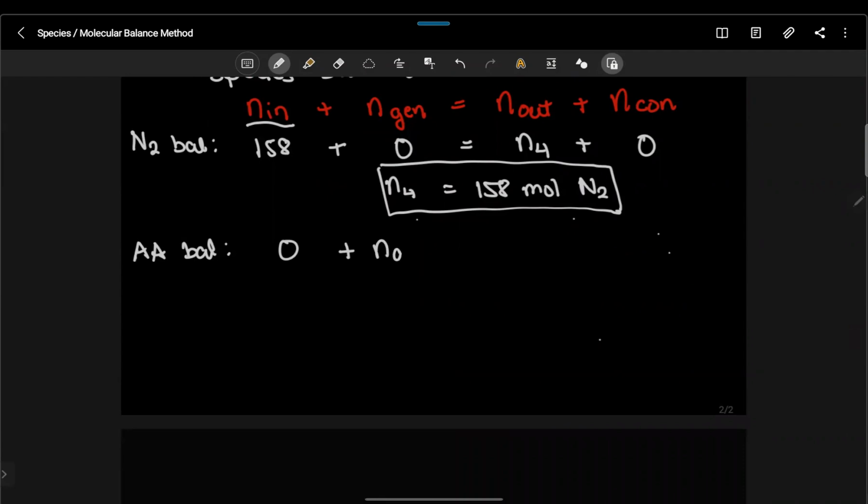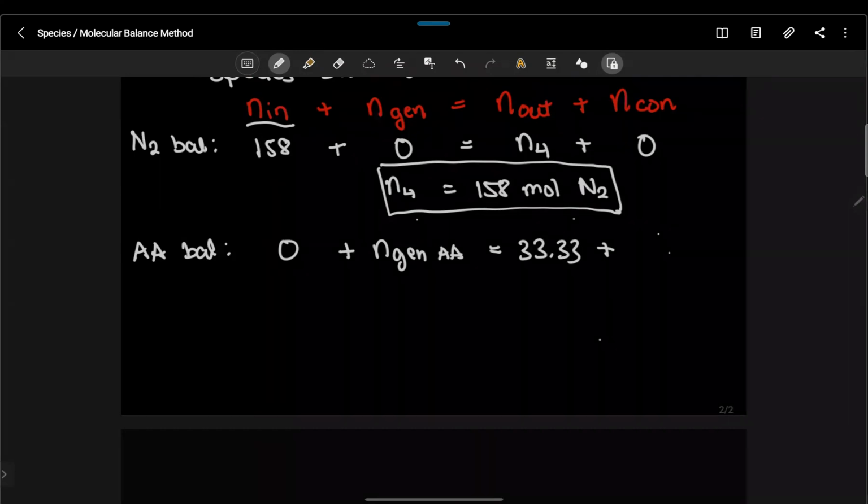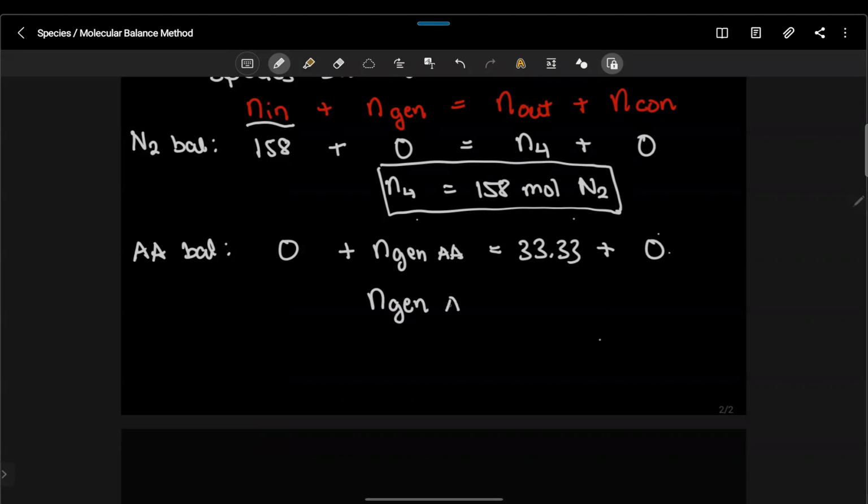So, N generated acetic acid equals output acetic acid, do we have that? Ito yung 33.33. And consumed acetic acid participates in the reaction, yes, pero hindi siya nako-consume kasi hindi naman siya reactant doon sa reaction natin. So, 0. So therefore, may nakuha tayong mahalagang number dito which is yung generated acetic acid, 33.33 yan. Hindi siya kasama sa mga hinahanap natin pero kailangan natin siya.